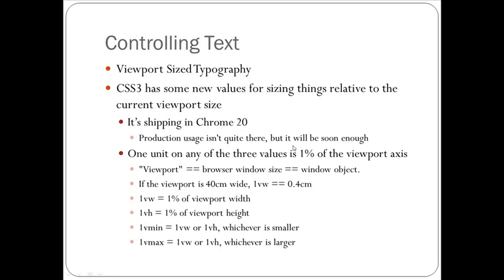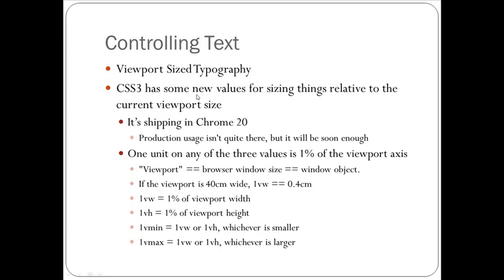So let's look at the viewport sized typography. CSS3 has some new values, and the viewport happens to be one of them. It makes it relative to the current port size, viewport size. It's actually shipping or shipped with Chrome 20. Production usage isn't quite there yet, but it's coming, so you might as well be prepared for it. One unit of any of these values that you're going to see below here is 1% of the viewport axis. Well, what's the viewport? The viewport is the browser window size or the window object. So this becomes really important when we start dealing with handhelds and phones and things like that. This is a great advancement here.